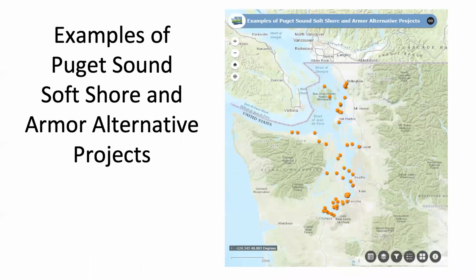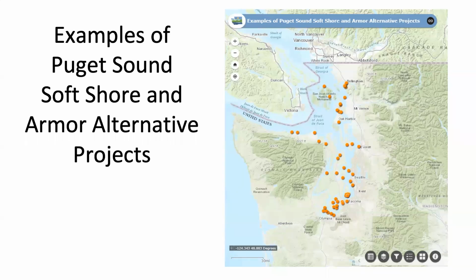And so here's a screenshot of this web application that was launched in August 2019. It's called Examples of Puget Sound Soft Shore and Armor Alternative Projects. And we hope this resource will serve to document the work that's happening in our region to reduce and remove hard armor. And we also want it to be a resource that folks like local governments can use to illustrate successful projects to potential applicants.